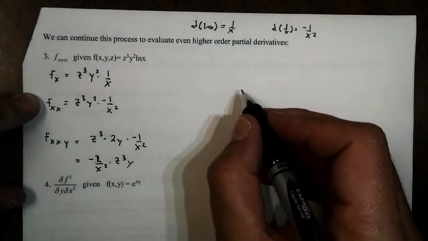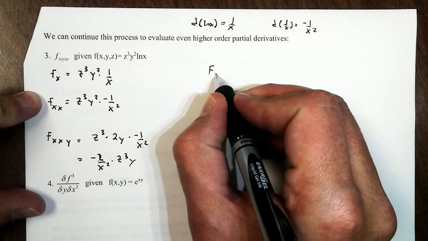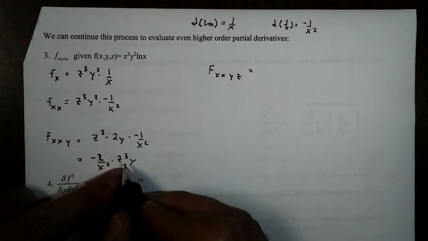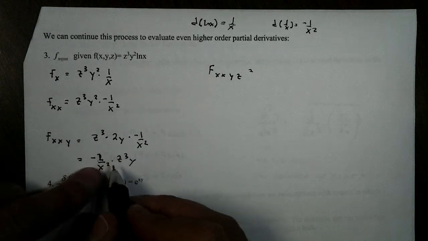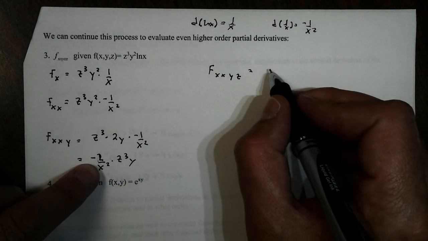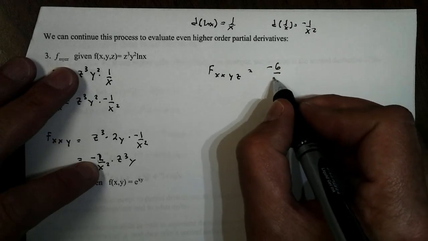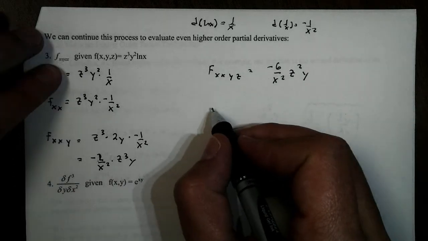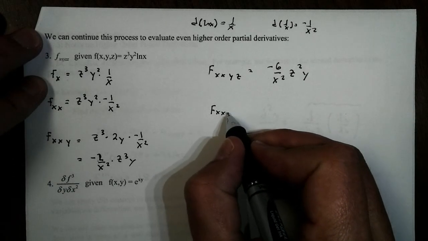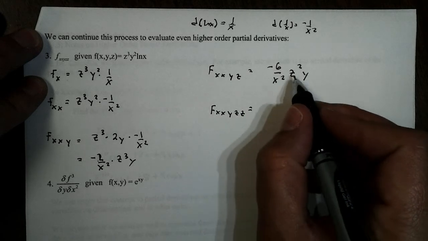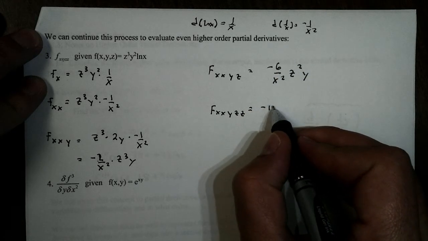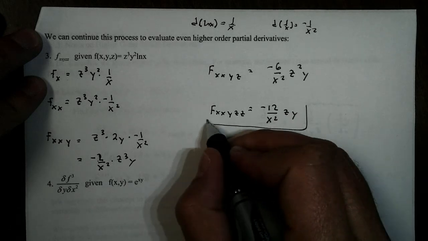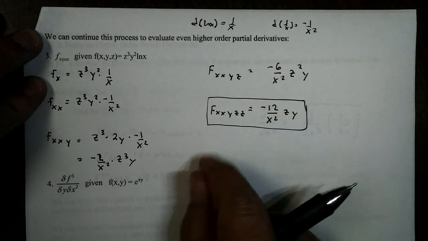The fourth derivative is going to be with respect to z. So now I'm going to go f x x y z. Now I'm taking the derivative with respect to z. And z is z cubed, everything else is a constant, so I can bring that 3 down, and we would get negative 6 over x squared, z squared, y. And now for my final derivative, f x x y z z, bringing down the 2, we would get negative 12 over x squared, z, y. And that would be our fifth derivative in that order.